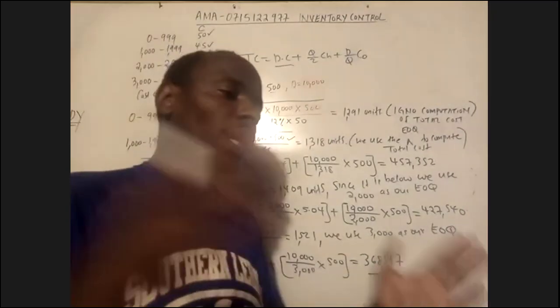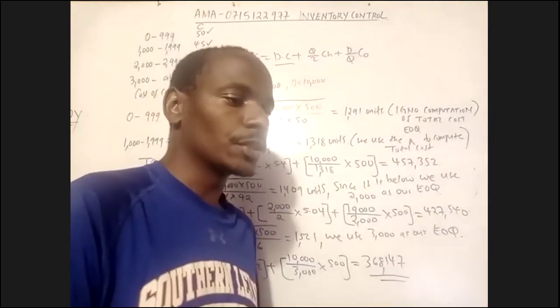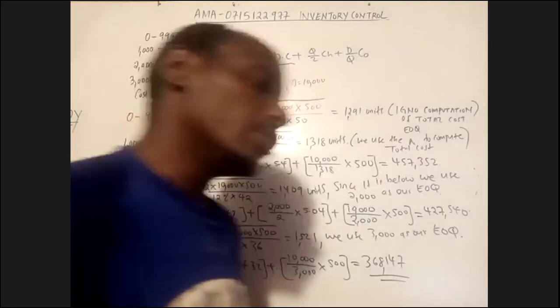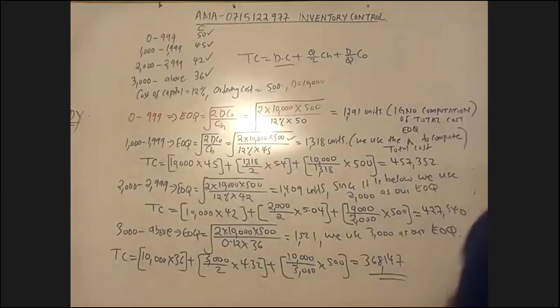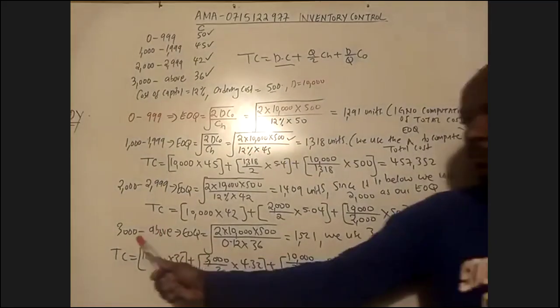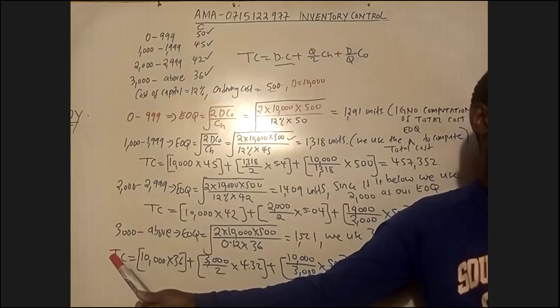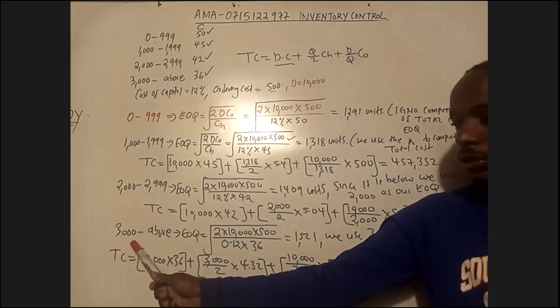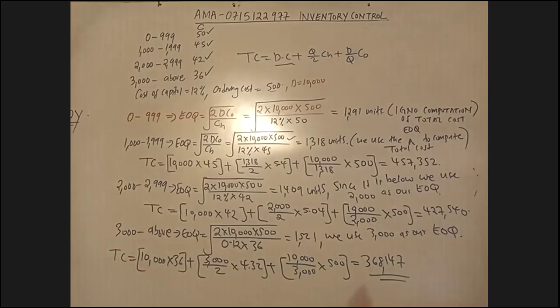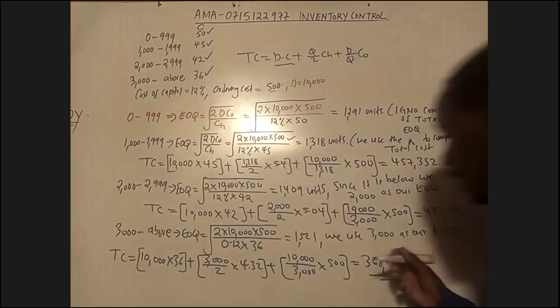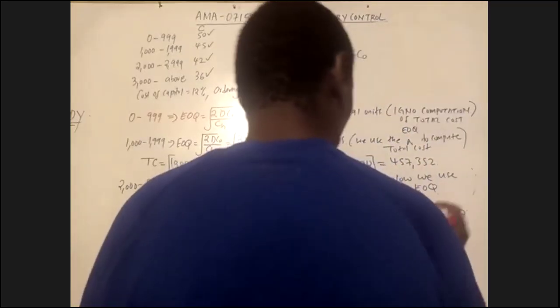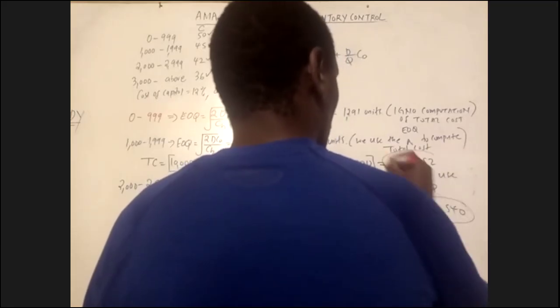The more you order, the more the cost reduces. So, advice: you should purchase the quantity above 3,000 because it has the lowest cost. Looking at the costs here, this also advises that.